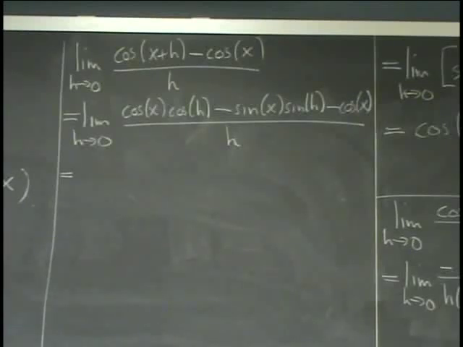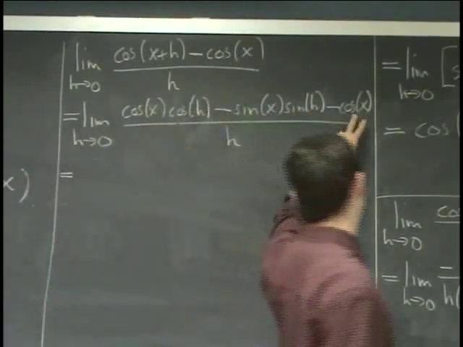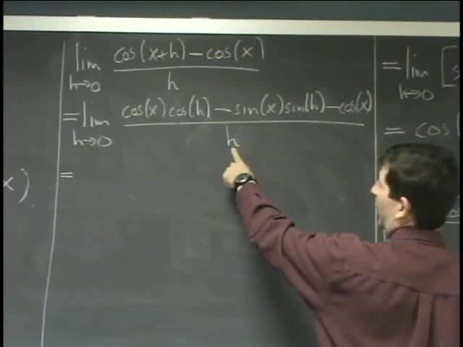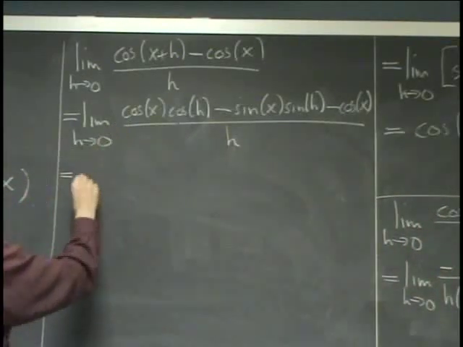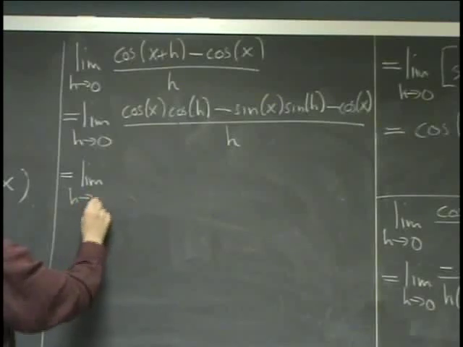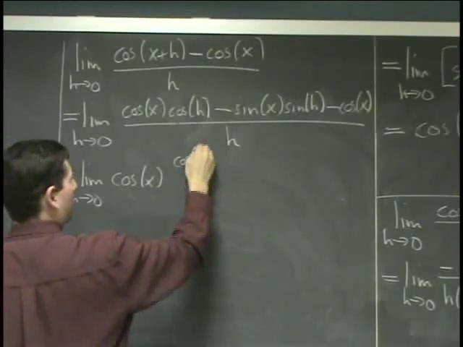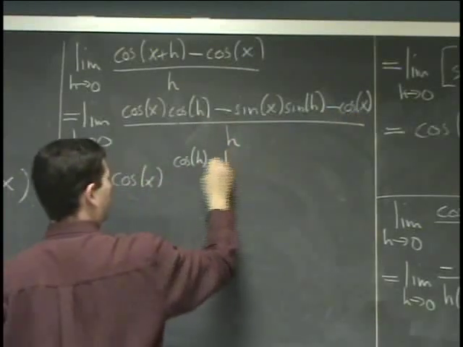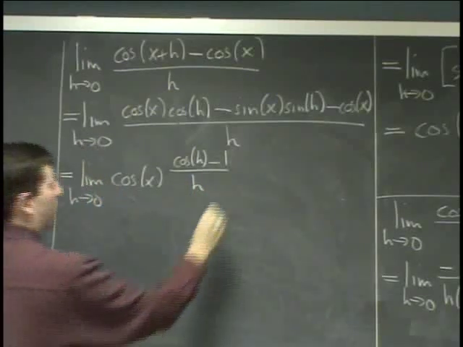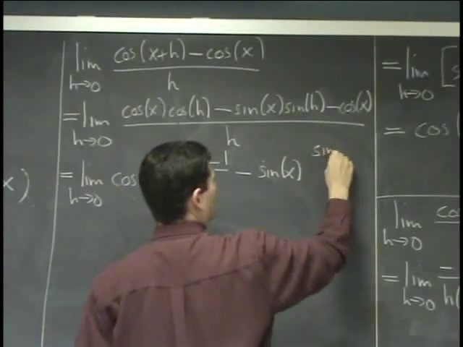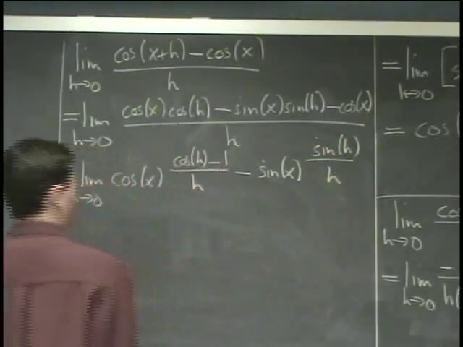Again, I do the only thing I can think to do, which is to factor. I notice that the first term and the last term both have a cosine of x in them, so I'll factor that out. And again, I'm going to split it up into two different fractions over h. I'll write it so that the constants come out and are not involved in those fractions. So I get cosine of x times cosine of h minus 1 over h, and then minus sine of x times sine of h over h.